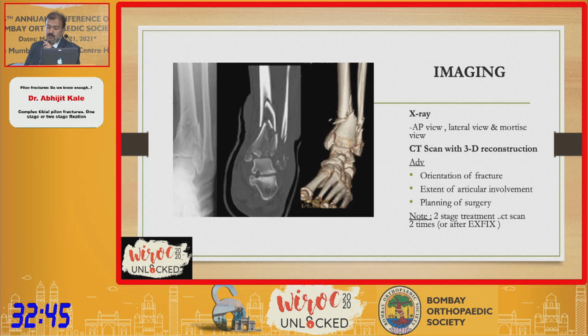Whenever we see these injuries, the standard imaging protocol is X-rays and a CT scan. The advantages of a CT scan are better orientation of the fracture, better understanding of the articular involvement, and one can plan the surgery better. If one is planning a two-stage fixation, probably one can do a CT scan twice. However, if one wants to do a CT scan just once, then it's better to do it before the final stage.